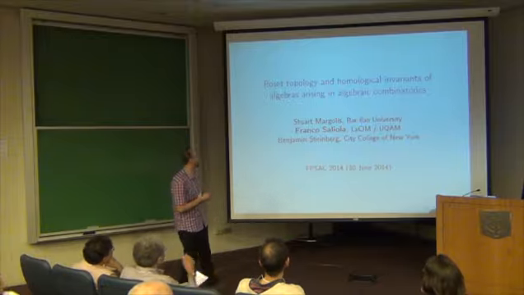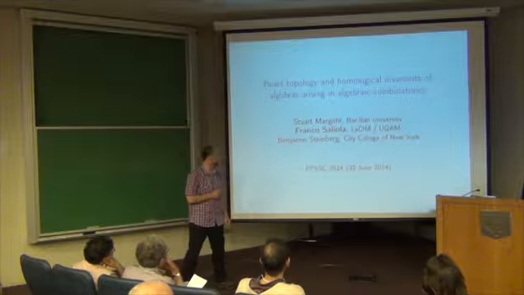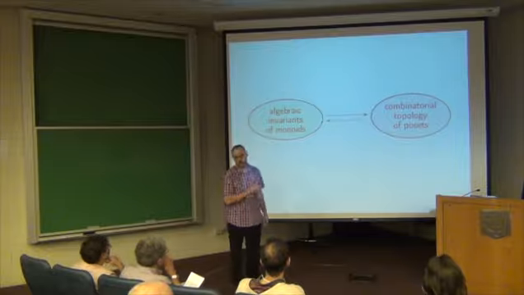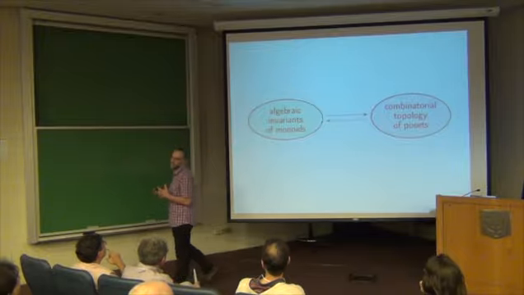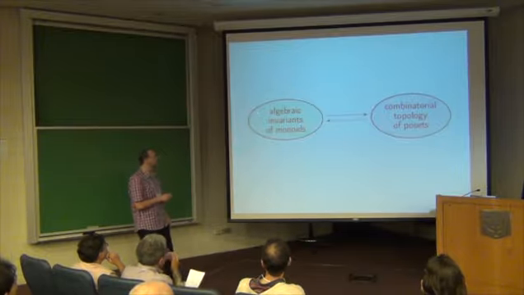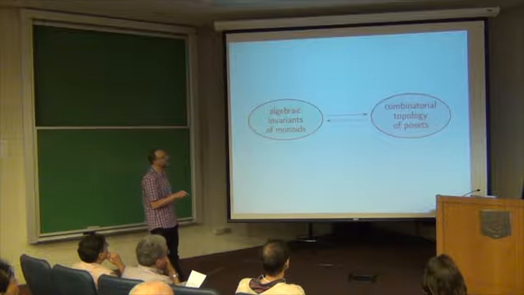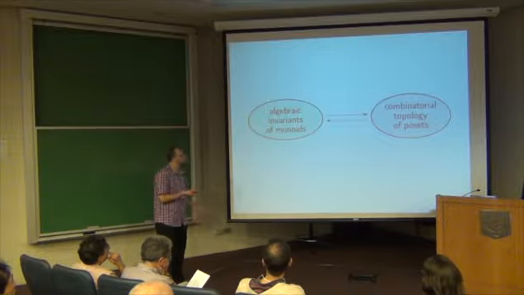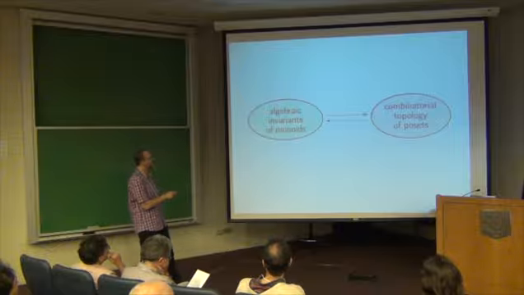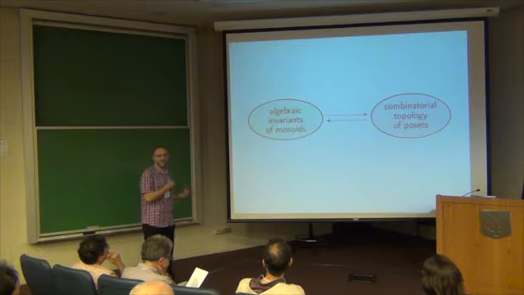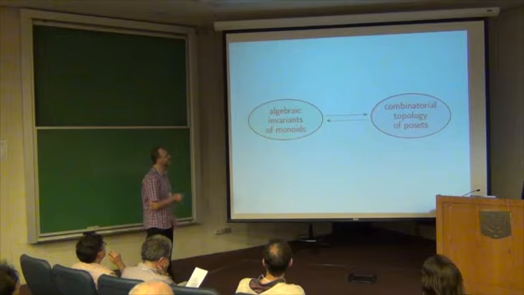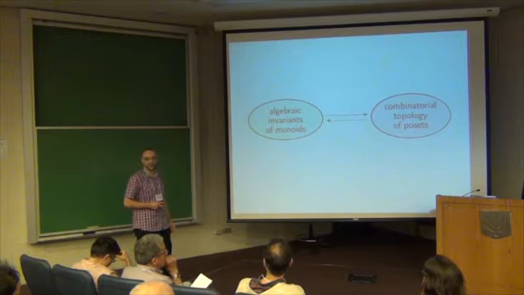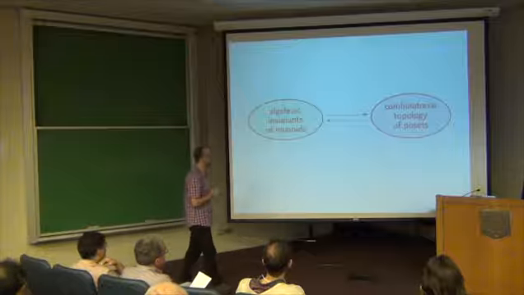My co-authors on this project are Stuart Margolis from Bar-Ilan University and Benjamin Steinberg from City College of New York. The thing I want to tell you about today is this beautiful interplay between certain algebraic invariants of monoids and combinatorial topology of posets. The talk will roughly go as follows: I'll tell you what these monoids are, then describe what the algebraic invariants are, and then explain how you can use combinatorial topology of posets to compute those.